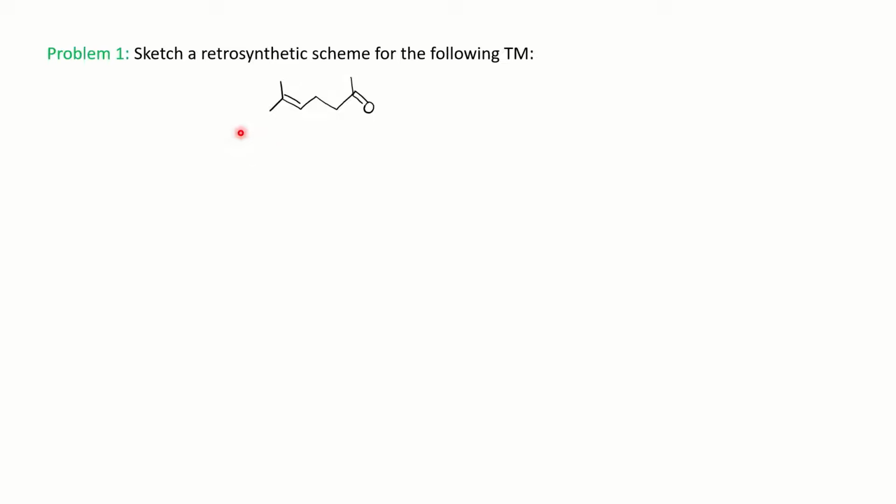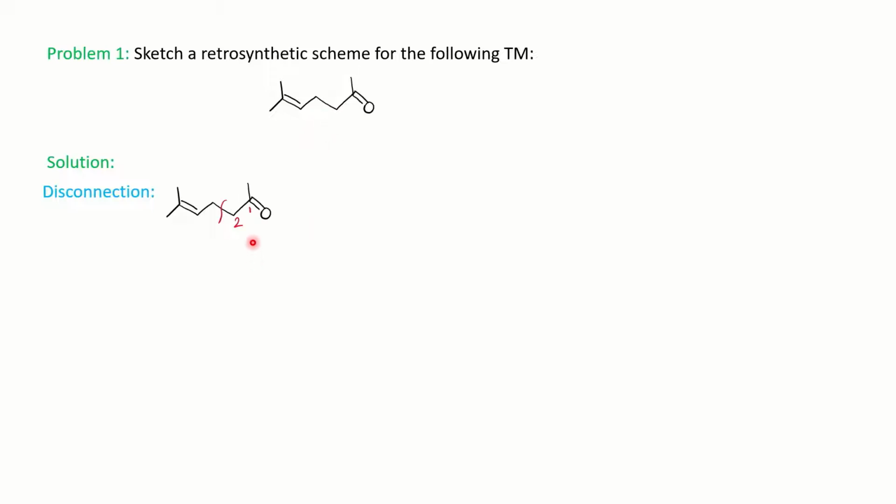The very first problem is, you can see, sketch a retrosynthetic scheme for the following target molecule. So a target molecule is given to you. You can see here a carbonyl group is present along with a non-conjugated double bond. So we'll see how to find out the synthesis of this molecule. For that, first we will see the disconnection approach.